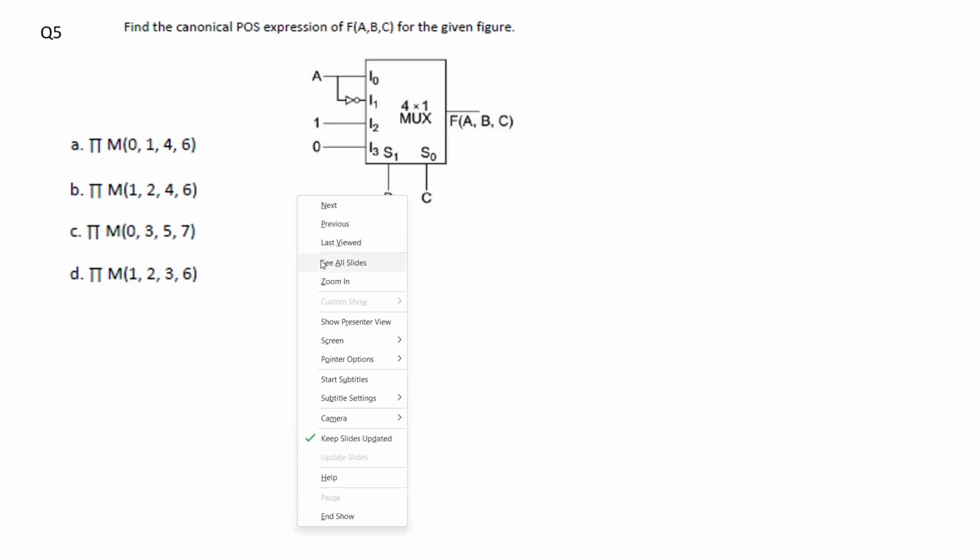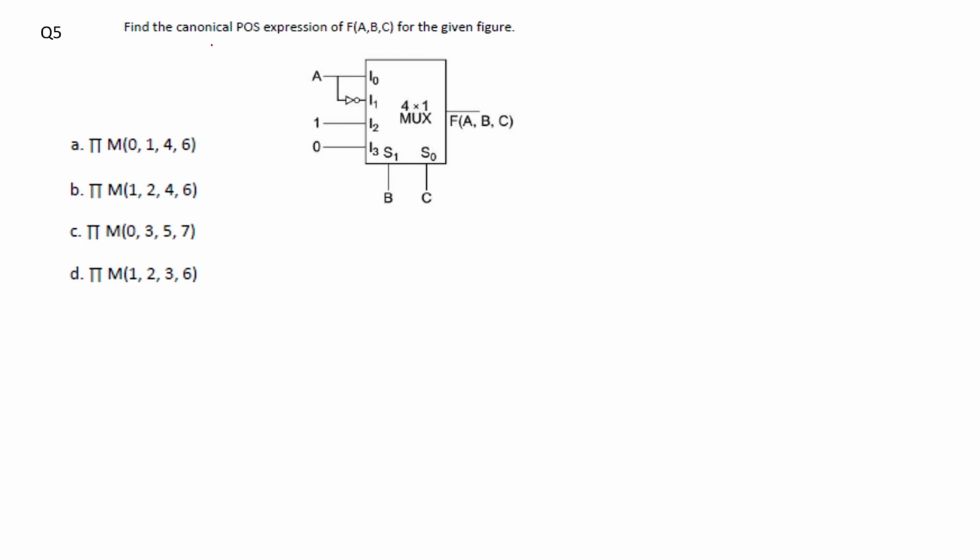Question number 5 asks us to find the canonical product of sums expression for f of A, B, C for the given figure. A Boolean function is implemented using a 4:1 mux. We have 4 input lines and 2 select lines, and we need to find the canonical POS function. Let me first write what f is equal to.